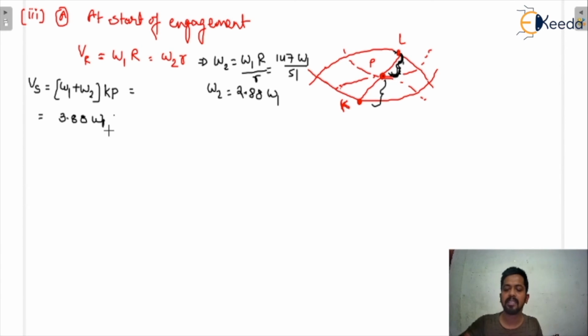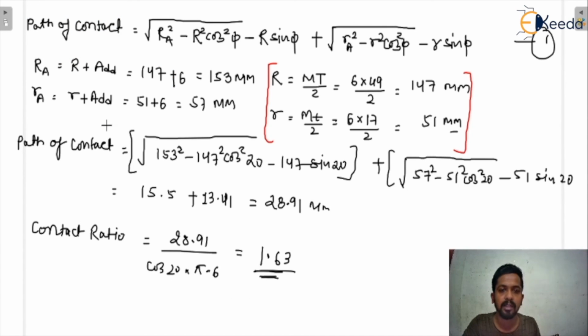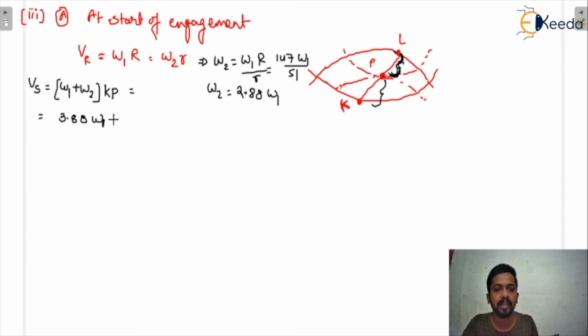What is Kp? Kp is just the path of approach. So this is the path of approach, and this is the path of recess. I can put the value of path of approach here, that is 15.5. Are you getting my point? And you have to multiply, that would be 60.14 omega 1.